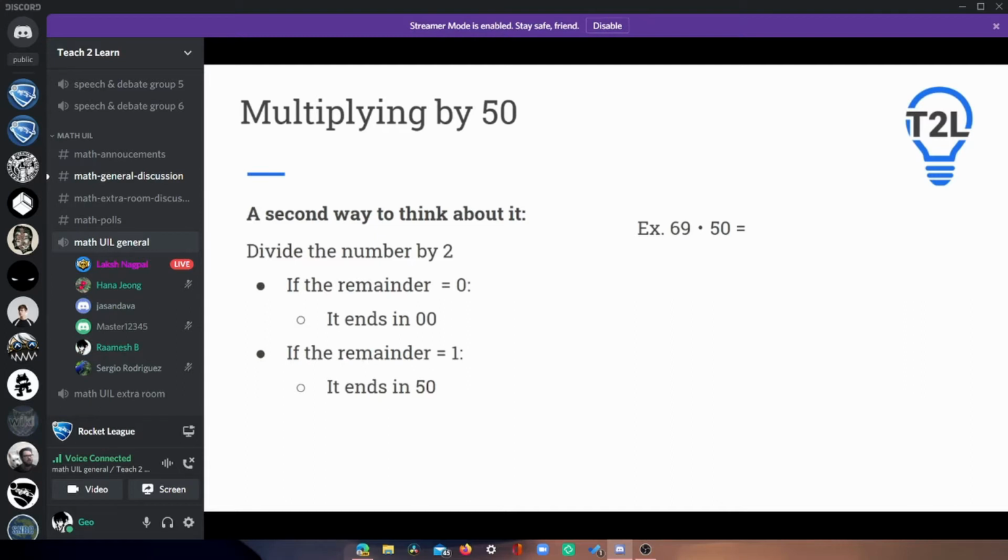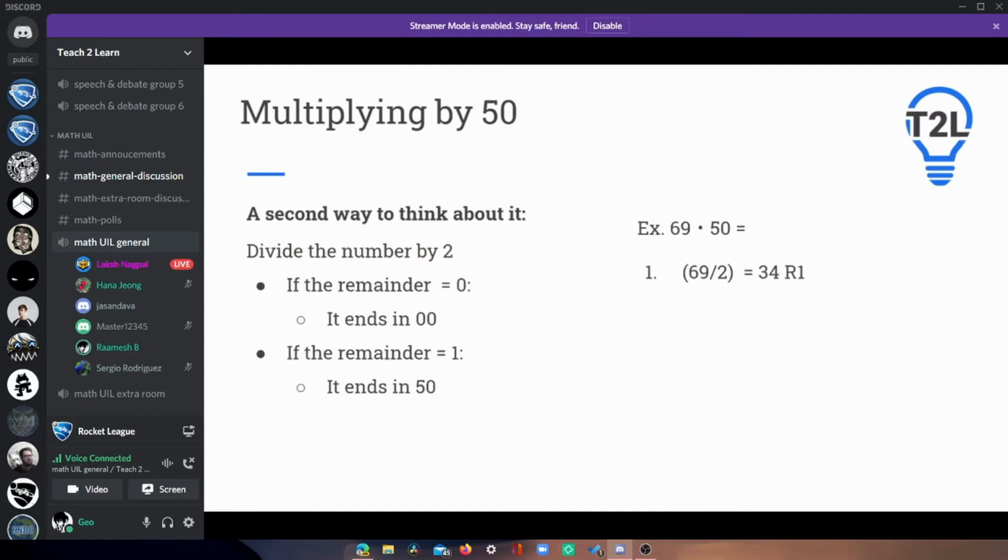Or the other way it could turn out is it would have a remainder of 1. So let's have the number 17. Divide 17 by 2, and then you get 8 remainder 1. So then you add a 50 to the end of it, so it would be 850.